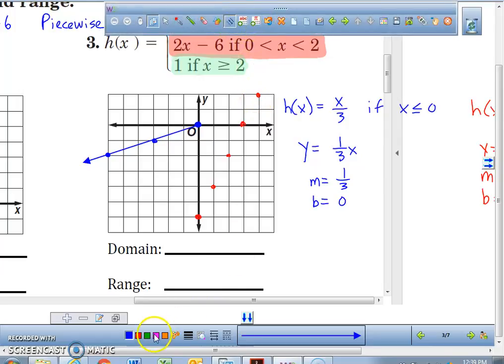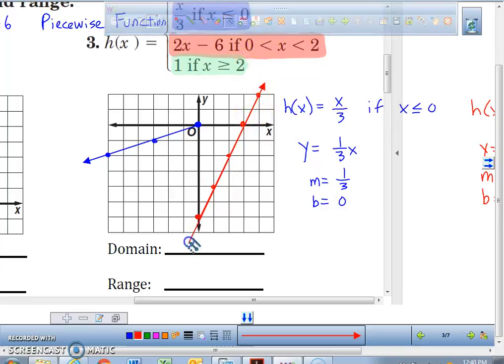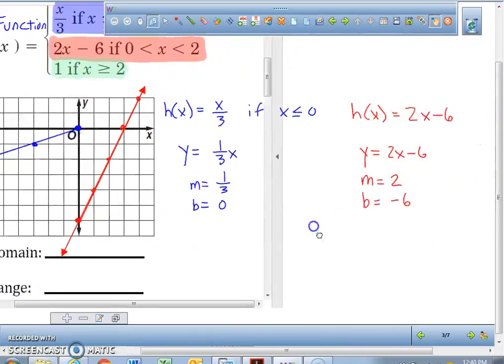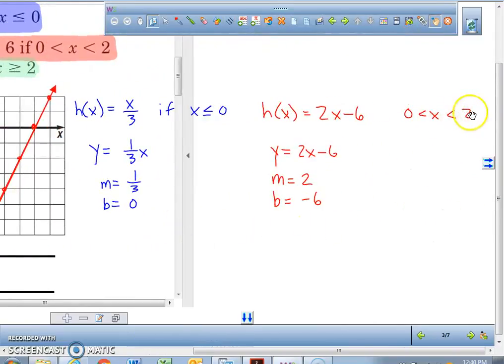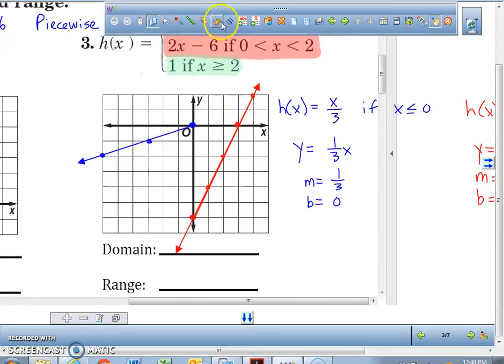Now, don't do this if you're doing this in pen. Notice, right here, that line can go both directions. Yeah, up 2 over 1. Now that would be the line y equals what? 2x minus 6. But where am I only allowed to plot? Between what 2 points? 0 and 2. Unfortunately, this right here couldn't be plotted because that's at a 3.